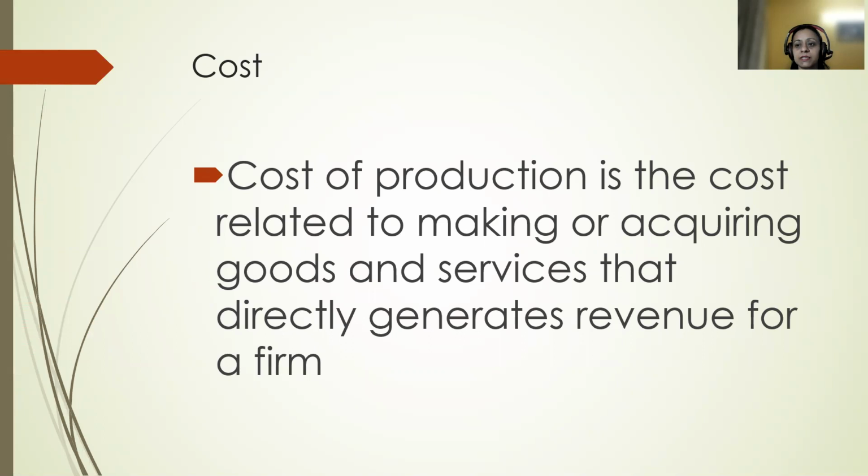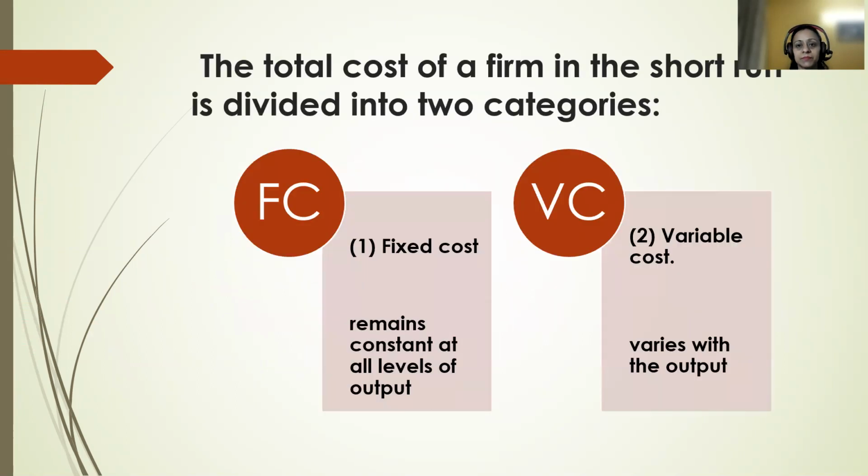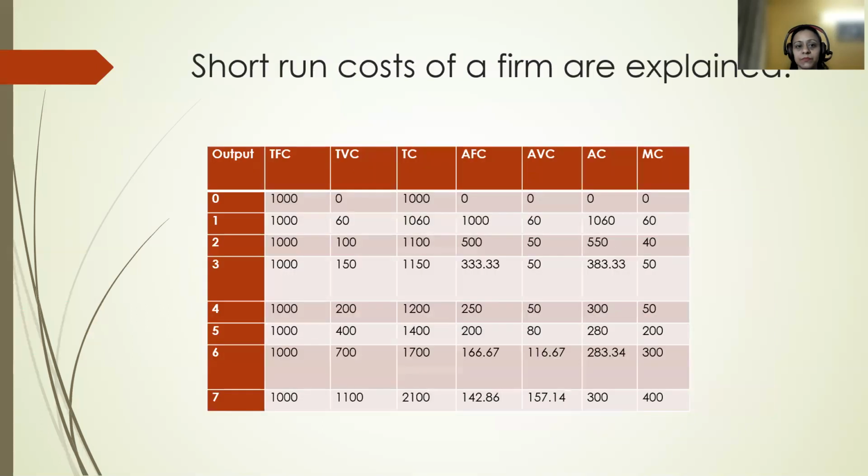Cost of production is the cost of making or acquiring goods or services, and this is directly related to generating revenue for the firm. In the short run, we can classify cost into fixed cost and variable cost. Fixed cost remains fixed and does not change with the output, whereas variable cost varies directly with the output.